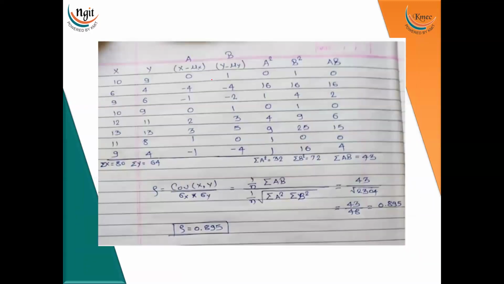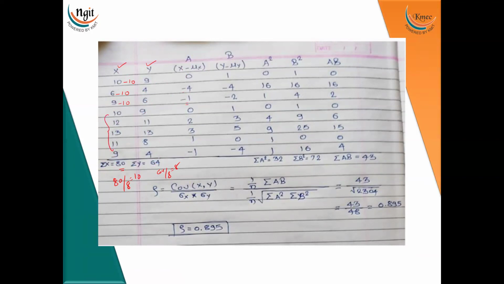So let us solve one example. This is a given sample data set where we have x and y variables. The summation of this is given as 80, and the mean of this one is 80 divided by 8, it is 10. And this is 64 divided by 8, which is 8. Now, x minus mu of x, that is 10 minus 10, it is 0. 6 minus 10 is minus 4. 9 minus 10 is minus 1.